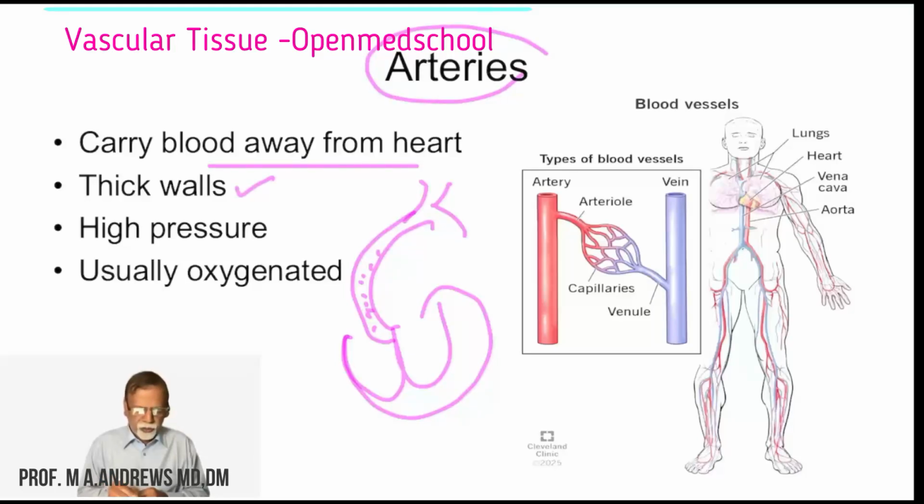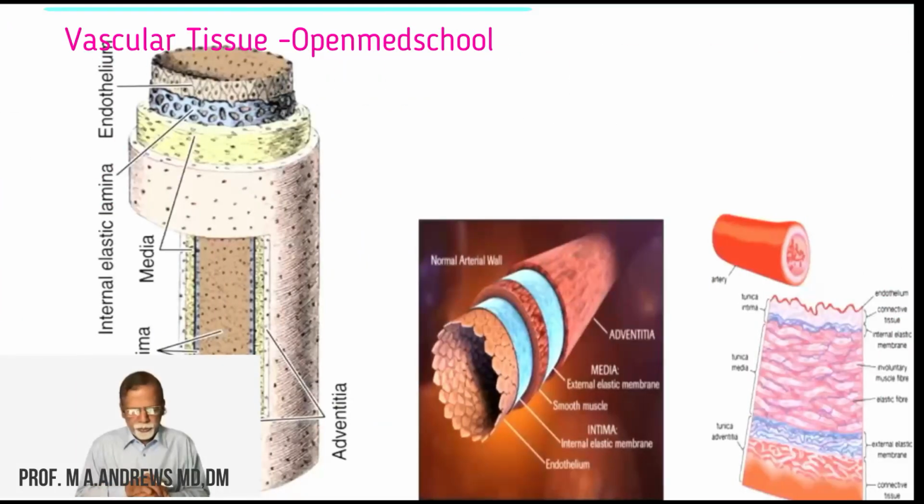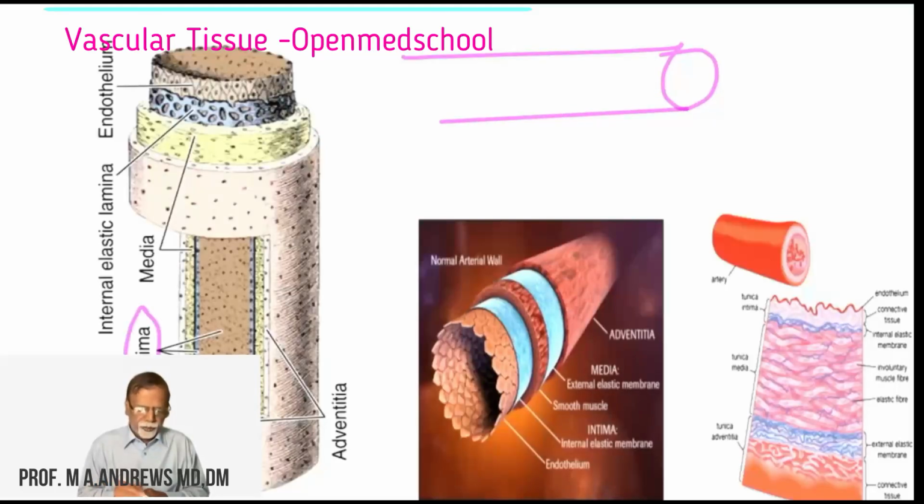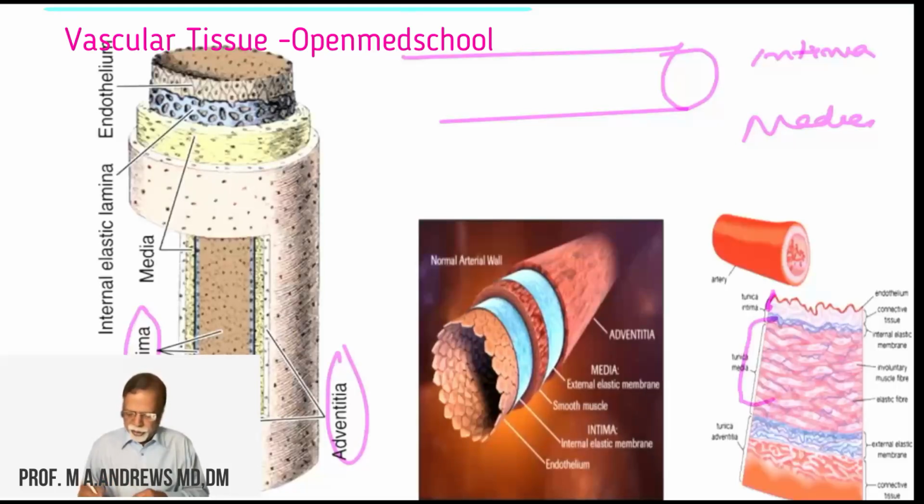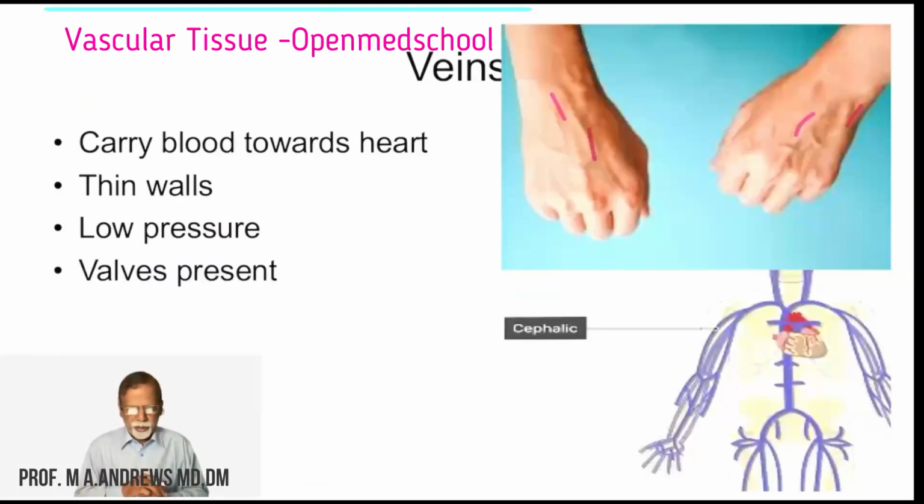So arteries have thick walls, high pressure, and are usually oxygenated. The exception I have told you. So if you take the artery, it has three layers. The innermost layer is called the tunica intima. The middle part is called the tunica media. And the outer part is called the tunica adventitia. So these are three layers. Remember, the arteries are thick walled and have three layers.